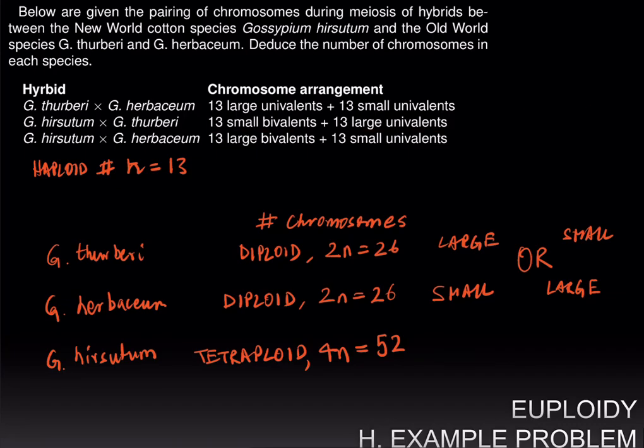that in this cross between Hirsutum and Thurberry, the large univalents, the large chromosomes, are from Thurberry. This would imply that the 13 small bivalents are from Hirsutum, which means that Hirsutum's gametes have 26 small chromosomes, which means Hirsutum has 52 small chromosomes.